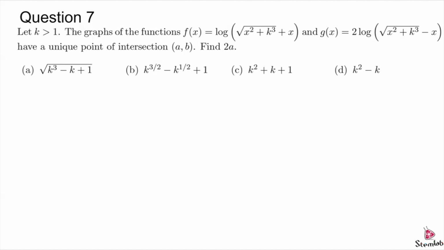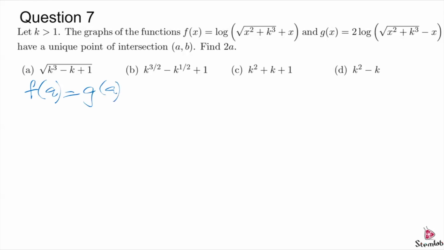So having a unique point of intersection means that there's a unique solution that satisfies both. So there is a point where f of x equals g of x, and that point is at x equals a. So we can start writing the identities, or the equations, that we know. So we know that for some a, f of a is equal to g of a.